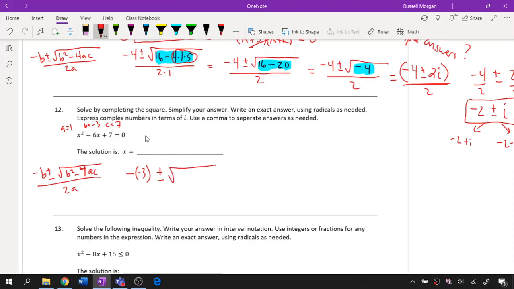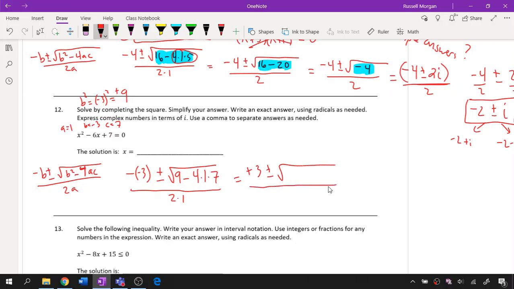Plus or minus the square root of, well, if b is negative 3, b squared would be negative 3 squared. Don't forget to wrap that in parentheses, or you should just know that negative 3 times negative 3 is going to come out positive 9. Minus 4 times a is 1, c is 7, all over 2 times 1. Okay. What was this whole negative 3? It was negative 3, which becomes positive 3. Plus or minus the square root of.